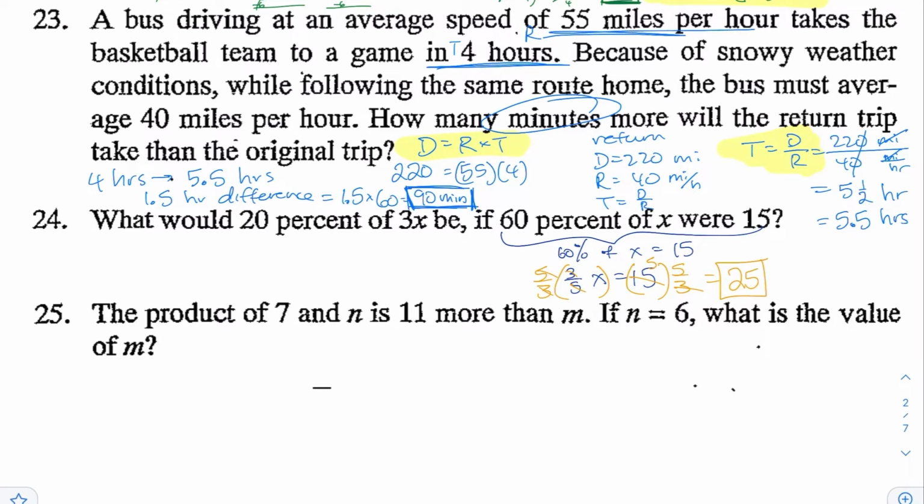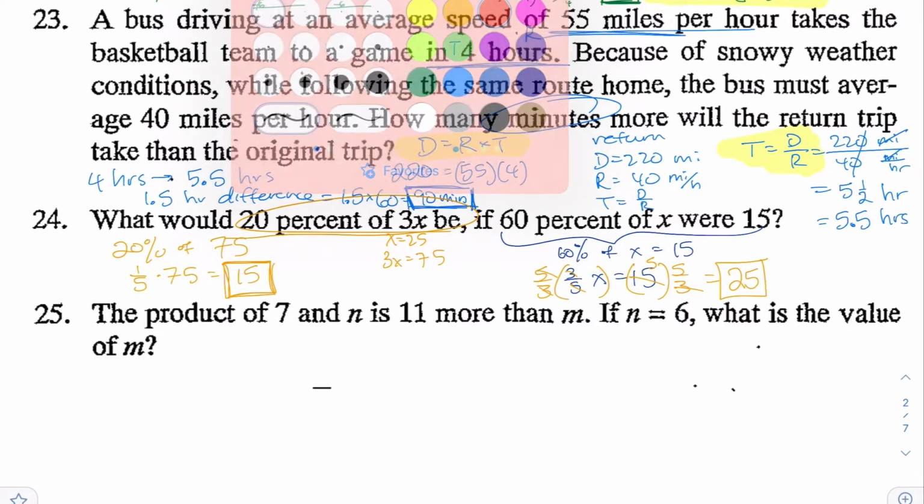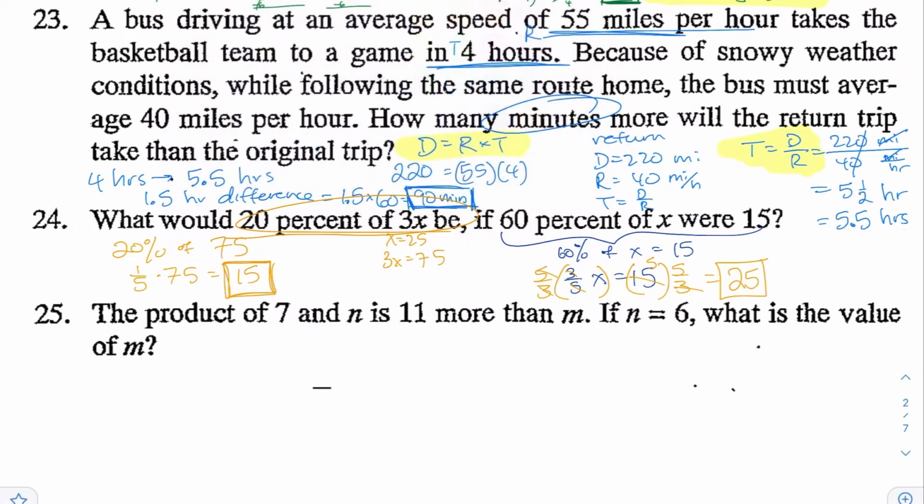Now, if x is equal to 25, 3x would be 75. So then you'll want to find 20% of 75. And 20% is 1/5. And 1/5 times 75 is 15. So here you have to use the keyword, which is of, and of means multiply.